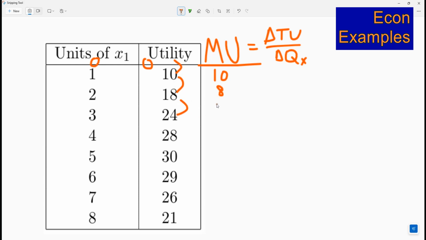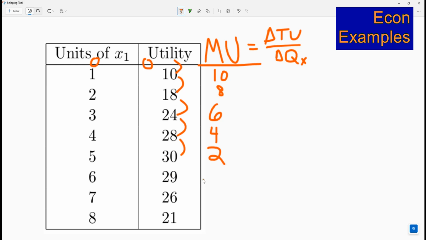The next marginal utility would be 6. The next marginal utility would be 4. You can see it's decreasing. We call that diminishing marginal utility or diminishing marginal returns. With each additional unit of consumption of this product, the consumer is getting less enjoyment, utility, satisfaction.